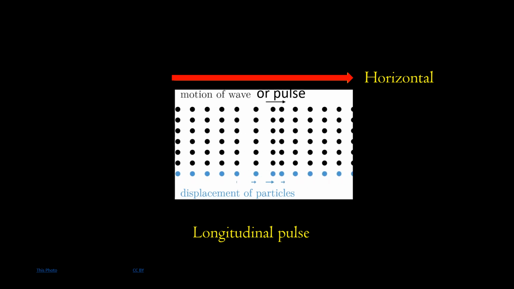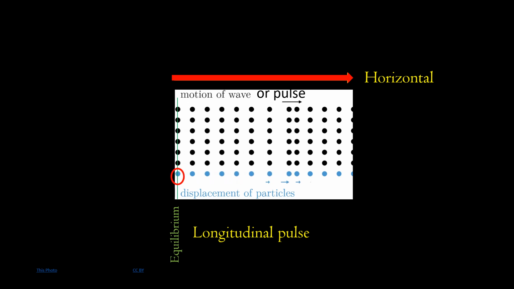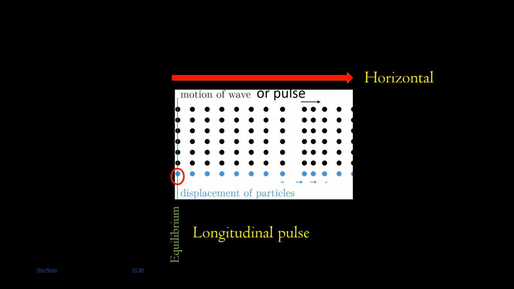Let me show you how. Let's say the green line represents equilibrium. Let's focus on this one particle here. The particle appears to be pushed, let's look at it, to be pushed to the left as the pulse sweeps through it. The particle then appears to push the next particle in the second column to the left and then comes back to equilibrium. Let's have a look.